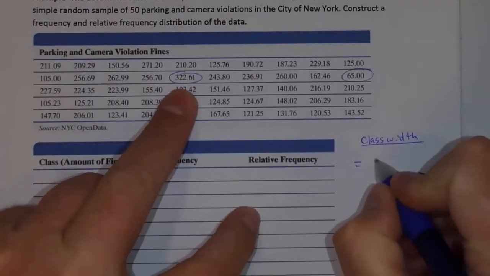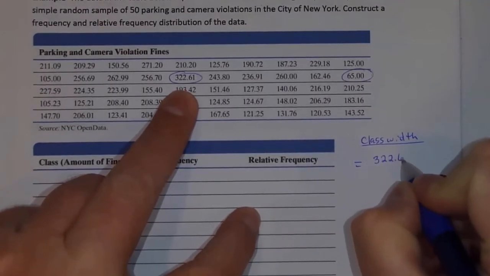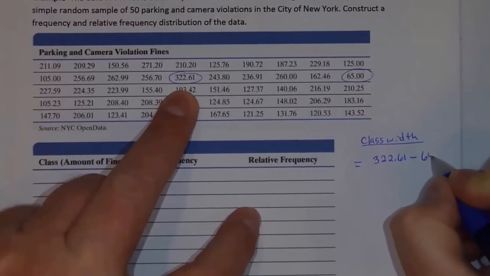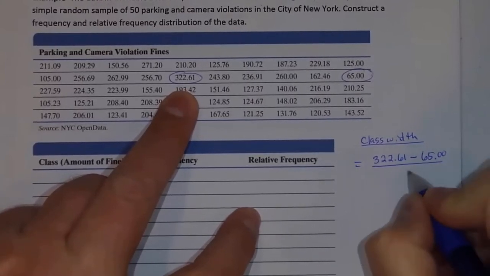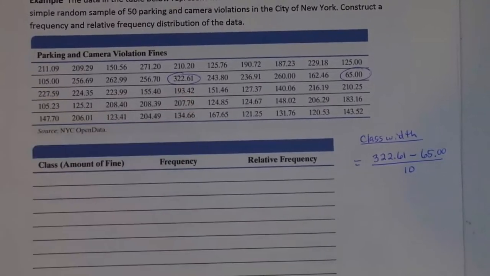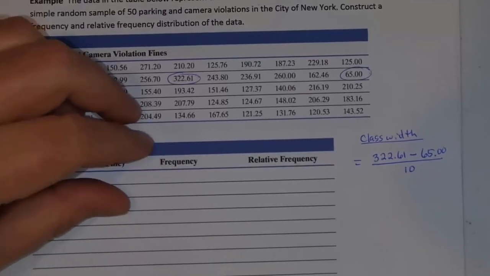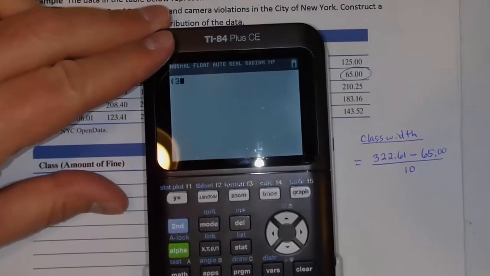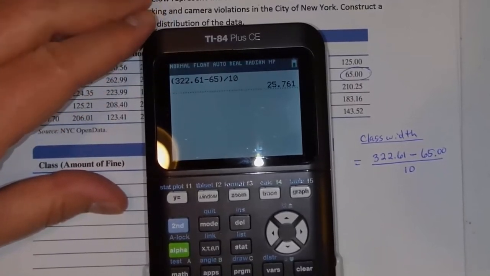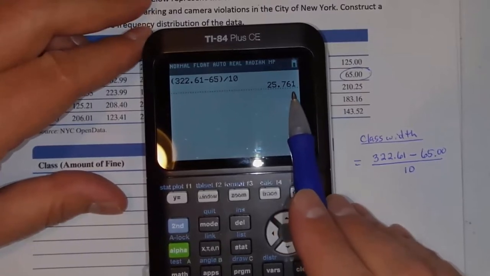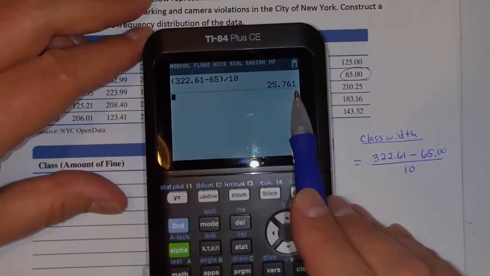So I'm going to take that largest data value, 322.61, minus my smallest data value, 65.00, and I'm going to divide that by 10. And why am I using 10? Because I decided arbitrarily, let's have 10 classes. If I had said, let's use 8 classes, then I would divide by 8. So if I take 322.61 minus 65 and divide by 10, that is 25.761.